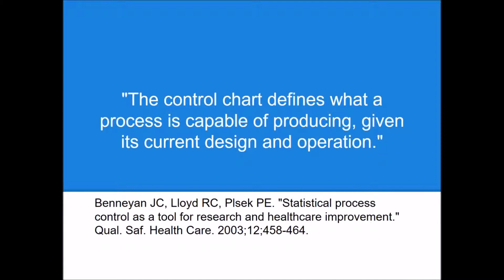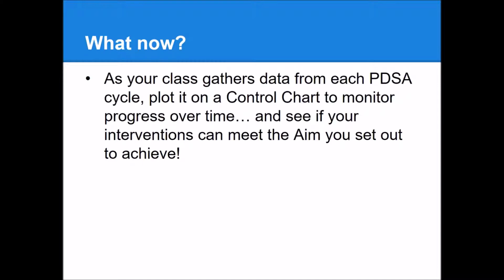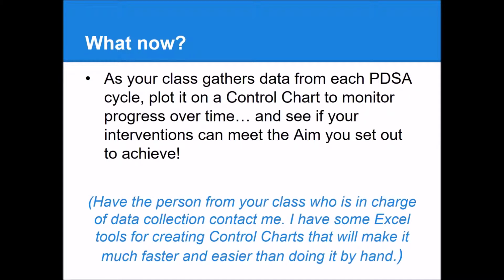And now it is time for your class to go forth and complete your project. Get together, and as you gather data from each of your PDSA cycles, plot it on a control chart so that you can monitor your progress over time. This will help you see not only if each of your interventions has the effect that you want it to, but also if your interventions are getting you closer to meeting the aim that you set out to achieve at the beginning. Have the person from your class who is in charge of your data collection contact me.